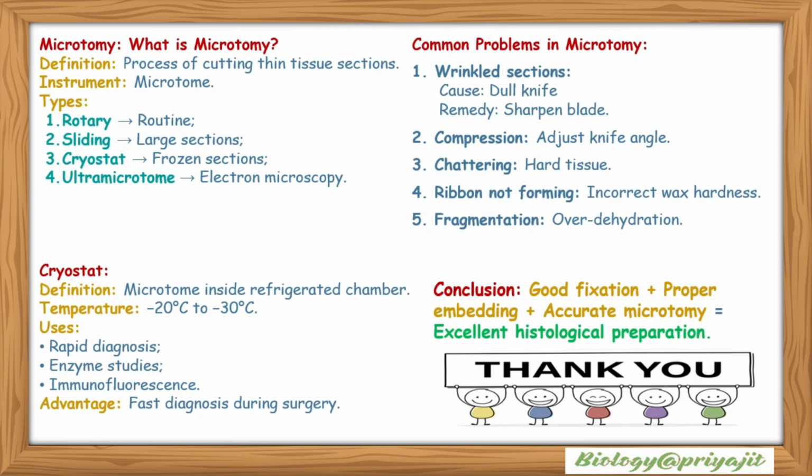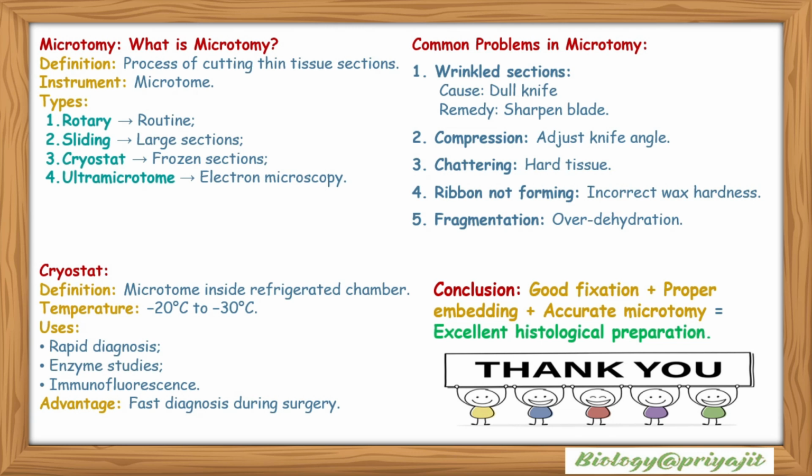Microtomy: what is microtomy? The process of cutting thin tissue sections. The instrument required is the microtome. Rotary microtome is used in routine processes. Sliding microtome is for large sections. Cryostat is required for frozen sections. Ultramicrotome is required in electron microscopy.